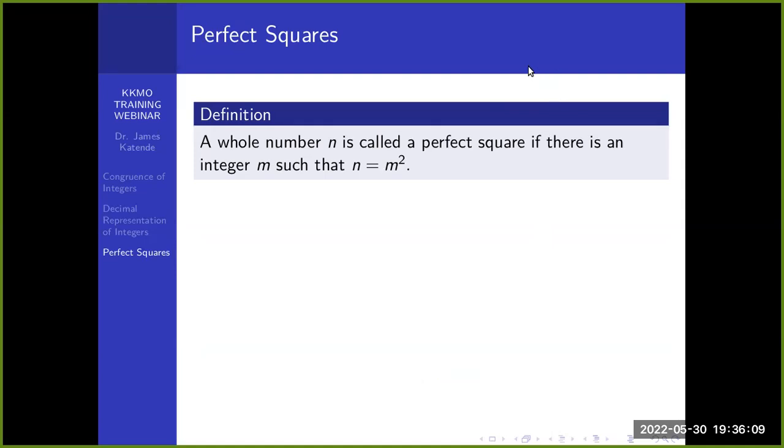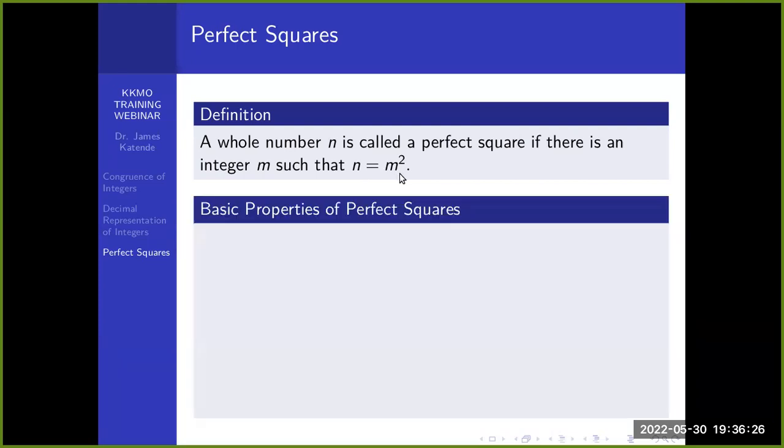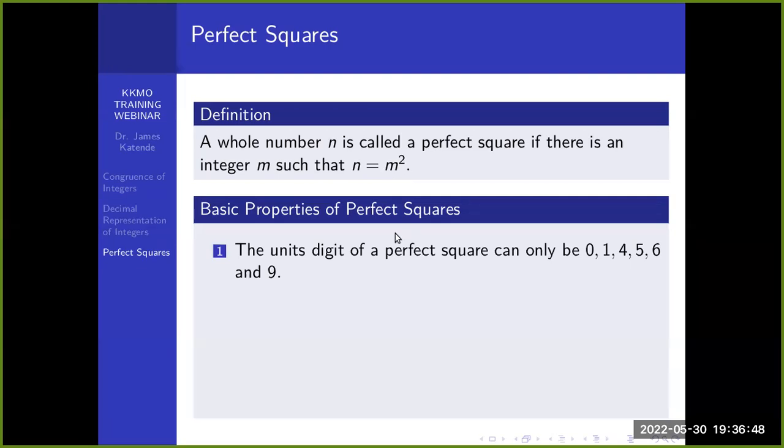So here we want to focus on perfect squares. A whole number n is called a perfect square if there's an integer m such that n can be written as m squared. So I think that one is well known. If I can write some integer as a square of another integer, then I will claim that that integer will be a perfect square. Examples are like 4. 4 is a perfect square. 9 and so on are examples. Even 1 is a perfect square.